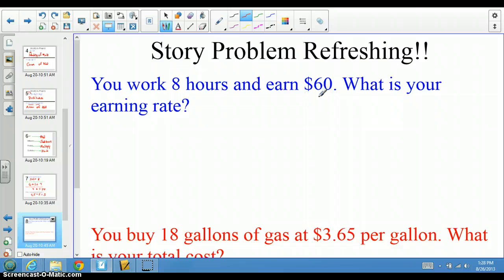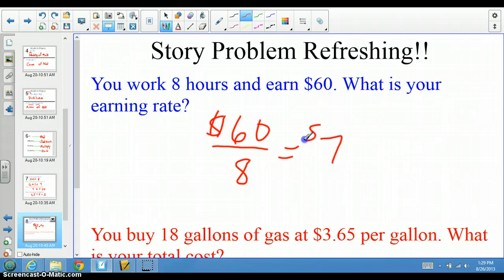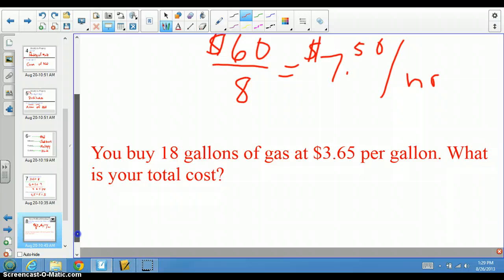Now, story problem refreshing. You work 8 hours and earn $60. What is your earning rate? We need to find how much money we make per hour. So I'm going to take $60 and divide it by 8. 60 divided by 8 is $7.50. So $7.50 an hour. Make sure I'm labeling it, putting the units there.